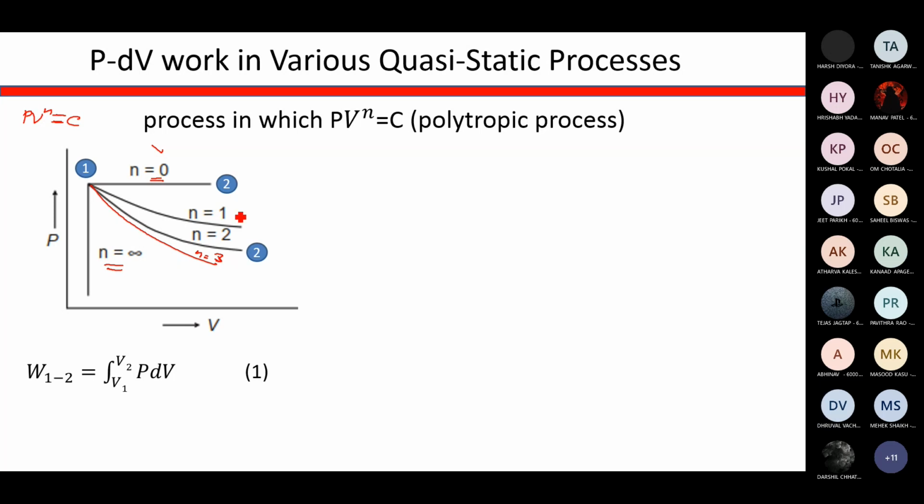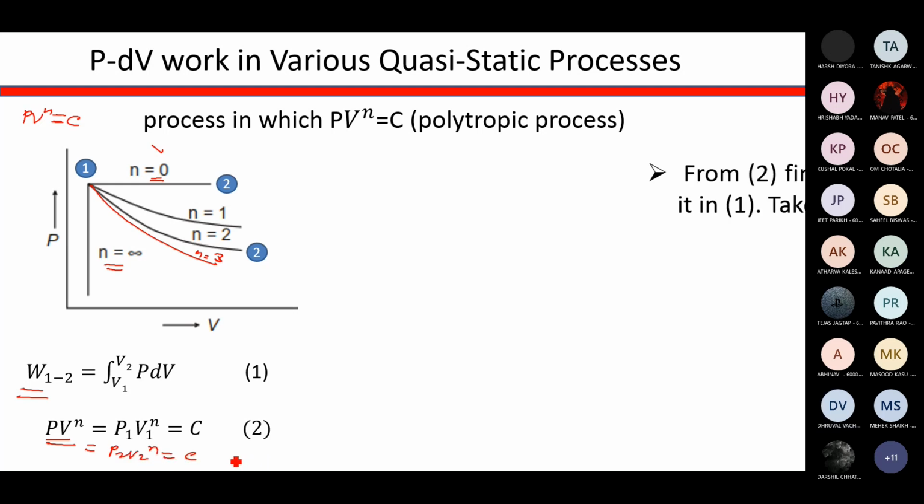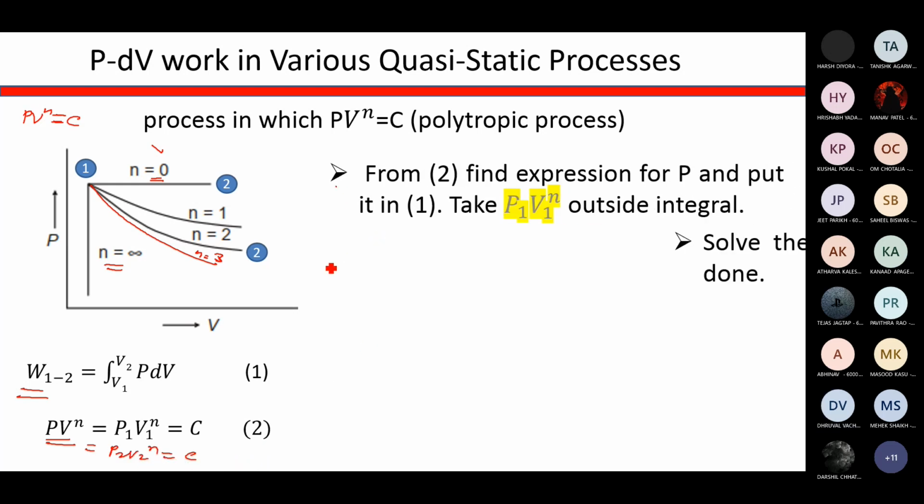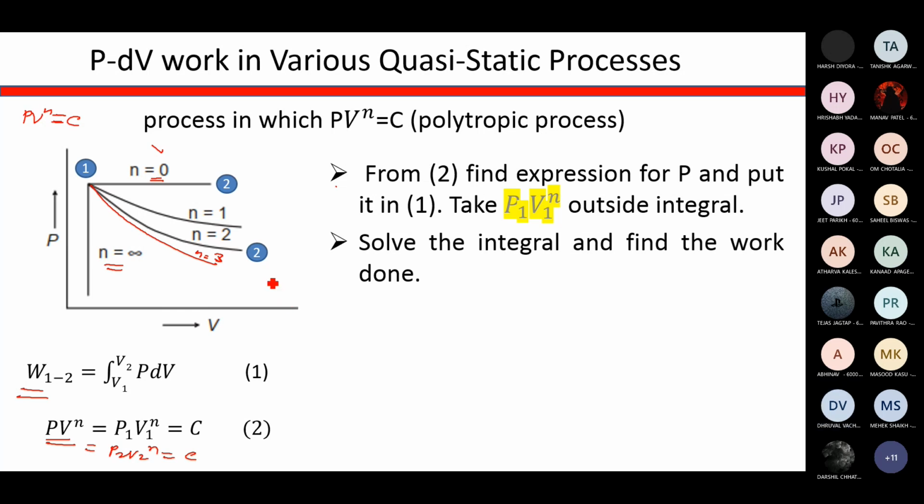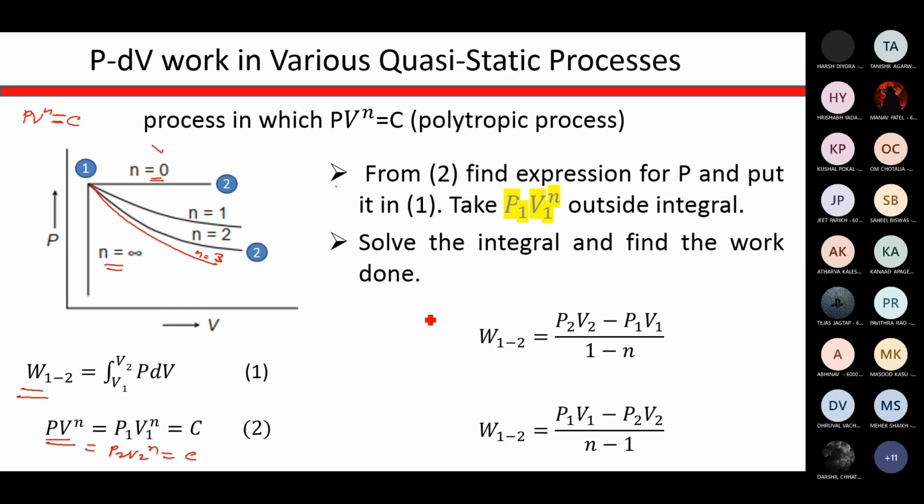Now again, we have to find out the work done in this kind of process, the polytropic process. I am starting with the same expression, then writing the law of the process: PV raised to n is constant, which is also P1 V1 raised to n is equal to constant, so P2 V2 raised to n is equal to constant. Then following the same procedure, similar to the previous case, integrate the expression, and you should get these equations for the work done.